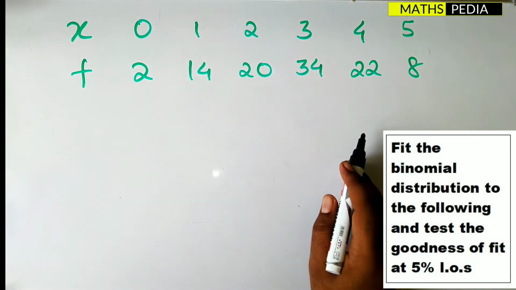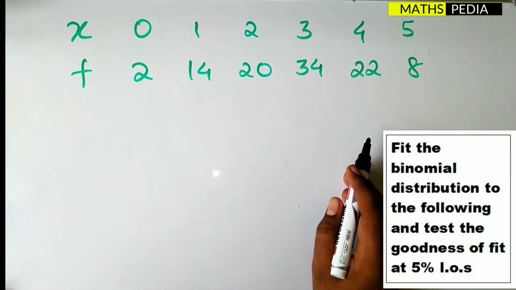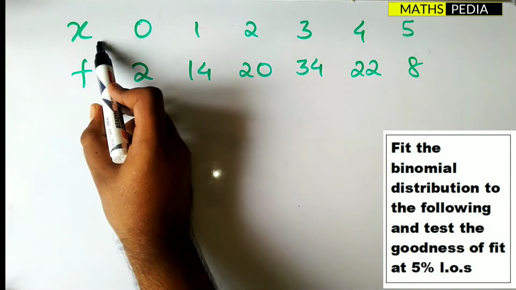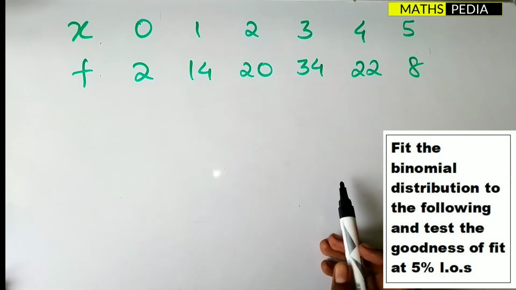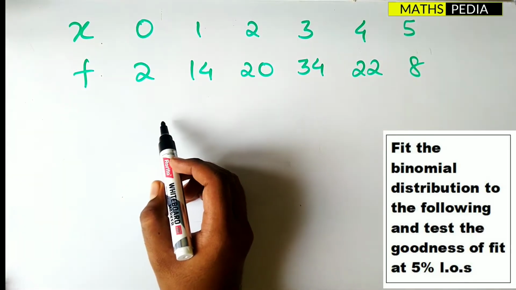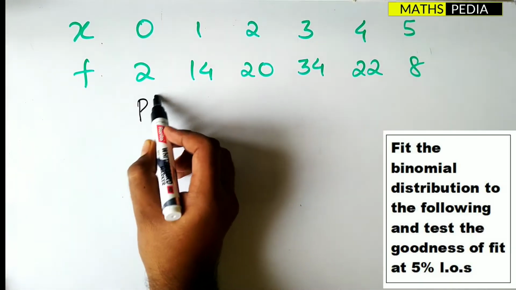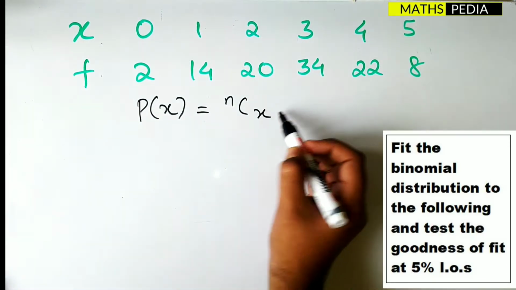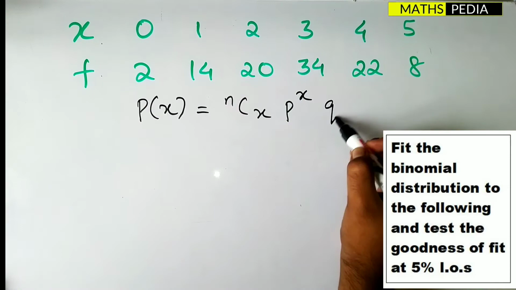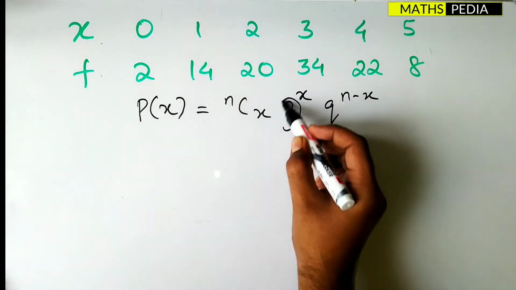Here the experiment is not known. You can see they have just given x and f values. They have not mentioned any experiment. Therefore, we have to find the mean first. Because it is a binomial distribution, before applying the formula P(x) = nCx p^x q^(n-x), we have to find p and q.